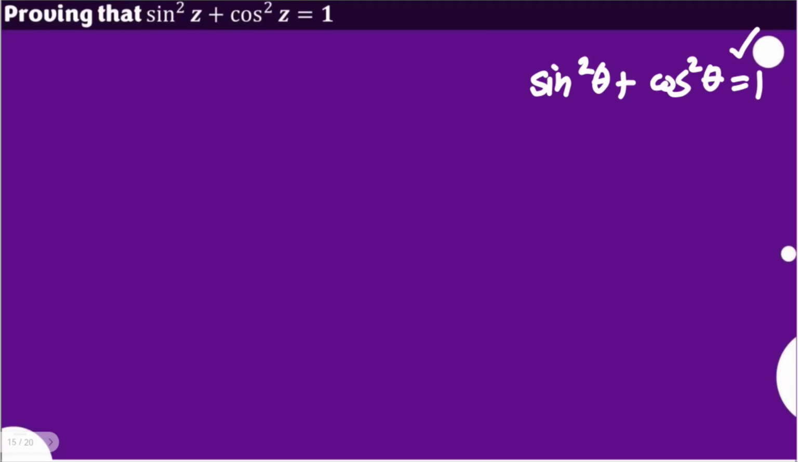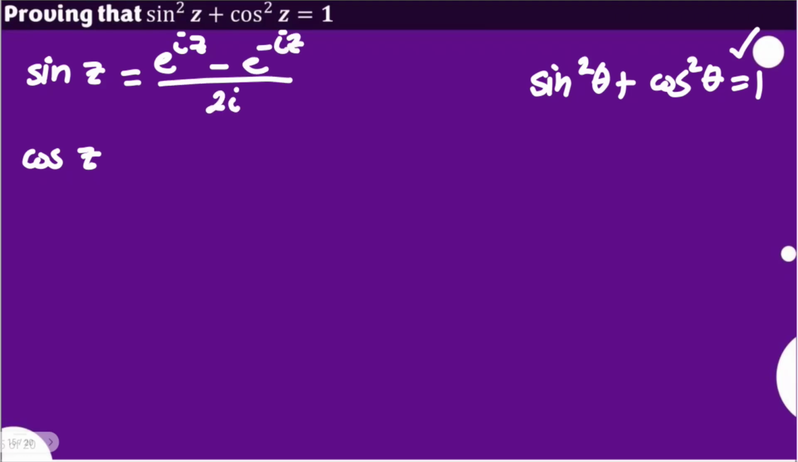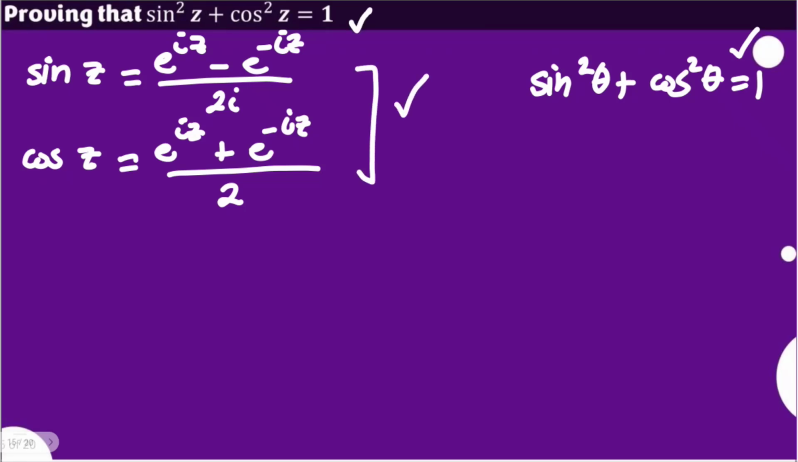Before we show the proof, let's not forget that we already discussed the equivalence of sine z and cosine z for the complex numbers, and we will be using them to prove the given identity. Sine z is identified as e to the power of iz minus e to the power of negative iz, all over 2i. As for cosine z, it's e to the power of iz plus e to the power of negative iz, all over 2. Okay, so we'll be using these two to prove this given identity. Let me show you the process.